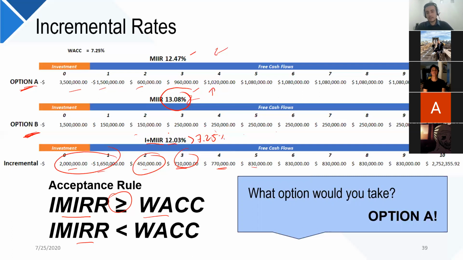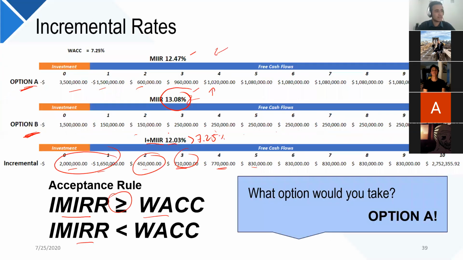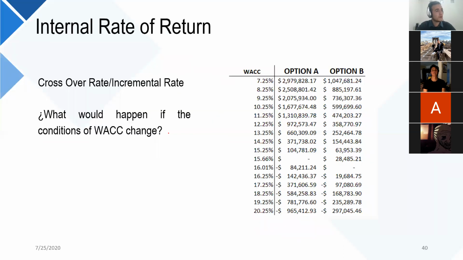So let's see the incremental rate of return in a graphical way, and what will happen if the condition of WACC changes. We know that 7.25% comes one part from financing and one part from investing, right? What will happen if the WACC were to change? Okay, so these options are net present value. And we know that the rate at 15.16%, this one will be the internal rate of return.